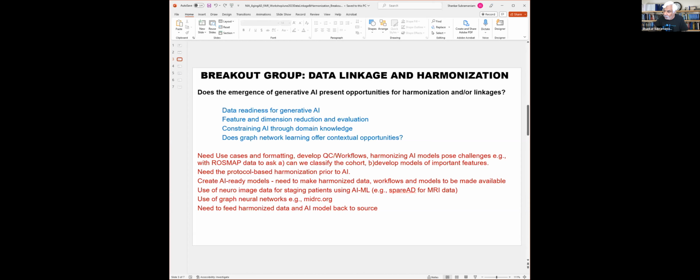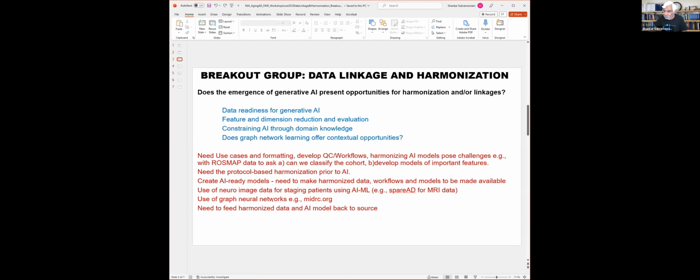Can we classify the cohort and develop models based on important features? Can AI help with this? Need protocol-based harmonization prior to AI, even before we get to AI. Create AI-ready models. Need to make harmonized data workflows and models, a repeat of what we said in the first point. Use of neuroimage data for staging patients. For example, imaging is the best example for exploring AI.